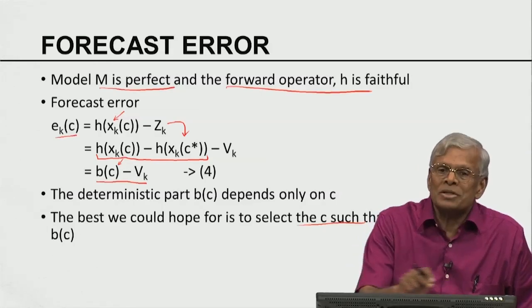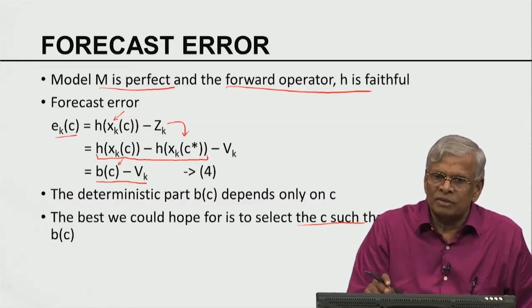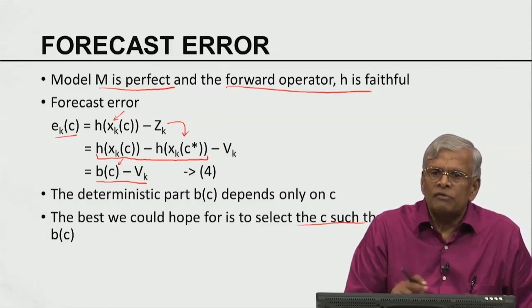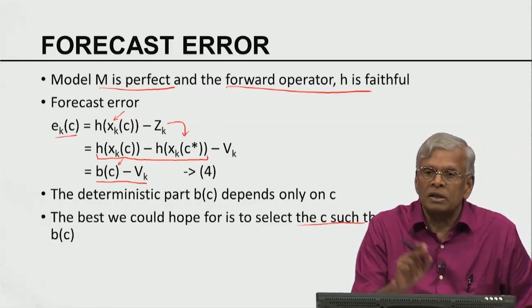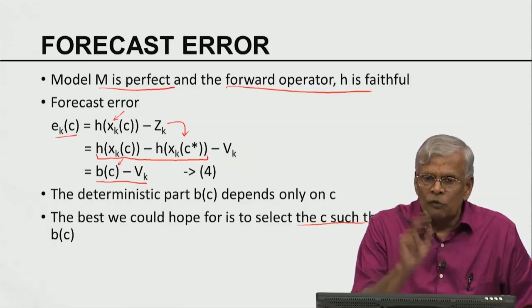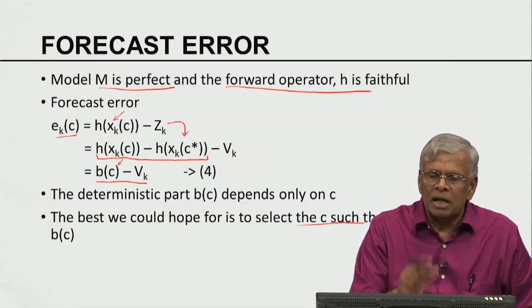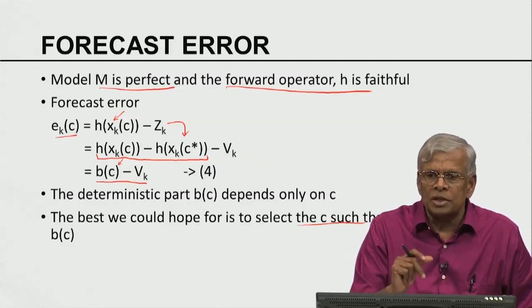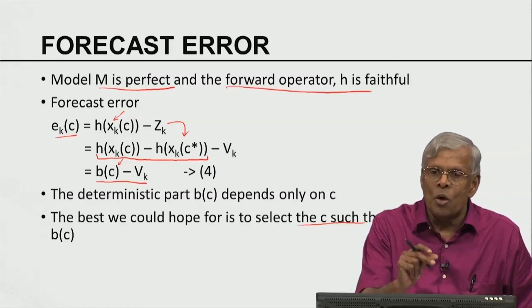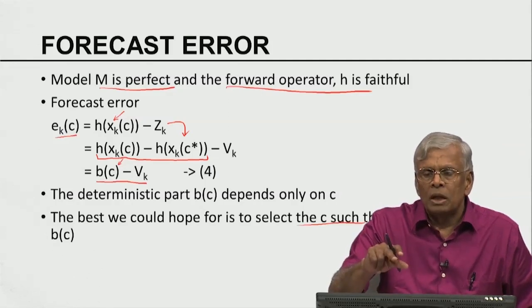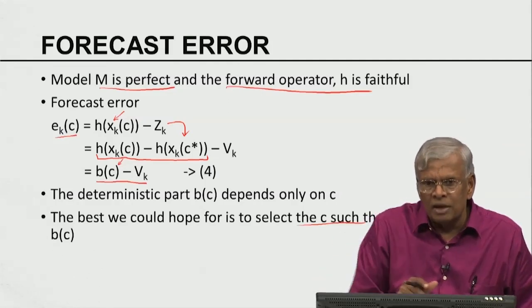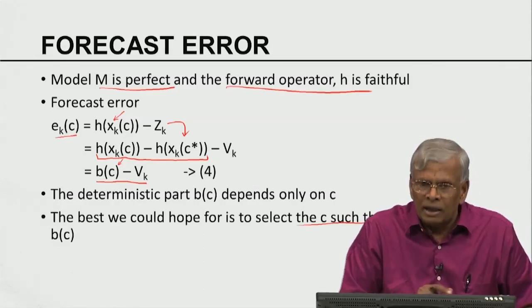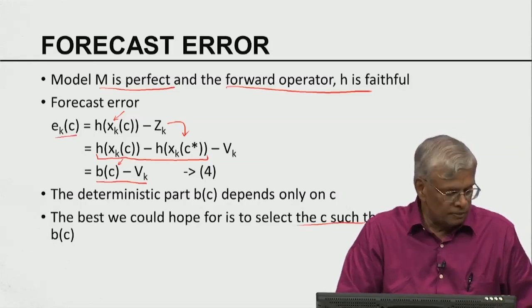So, this is what is called forecast error correction. And this is the aspect of the forecast error that we are concerned with. The model is perfect, the forward operator is perfect, the forecast error, if any, arises because of the errors in control. So, I would like to move the chosen control towards the unknown using the forecast errors in a feedback loop to correct the deterministic part and annihilate it.